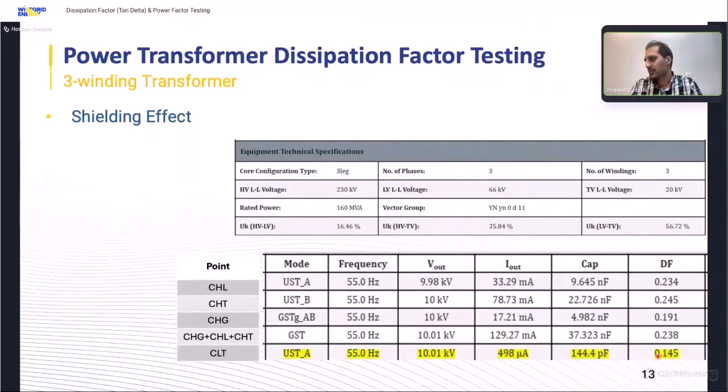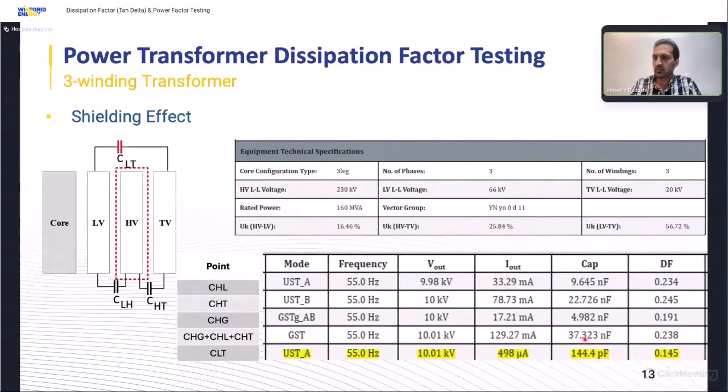Normally we look at the dissipation factor test results, and you see all of them are okay and in a good range. But if we look at the capacitance values, we see that for CLT, we've measured a very low value of capacitance, 144.4 picofarad, but the other values are in the range of several nanofarad. So what's the problem here?